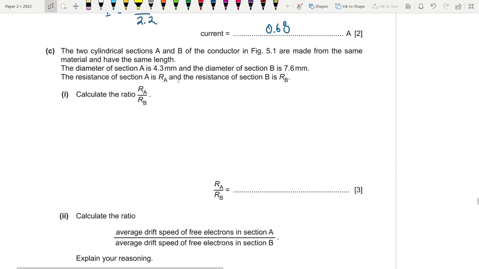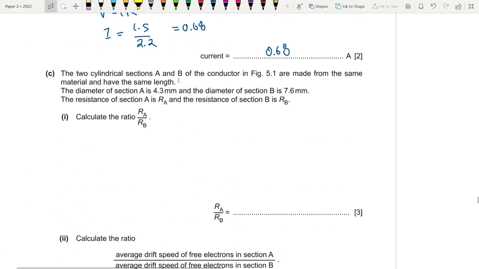Now, the two cylindrical sections A and B of the conductor are made from the same material and have the same length. Okay, rho is the same, L is the same. We know that R is equal to rho L by A. The diameter of the section A is 4.3 and the diameter of section B is 7.6. The resistance of A is RA and this. Okay, so rho and L are the same. Fine. So let's try doing this. You get 1 mark for stating this.